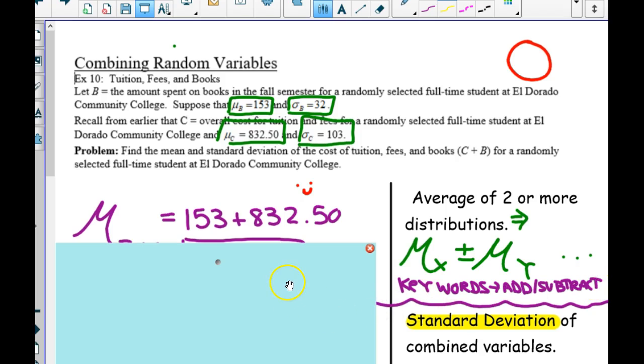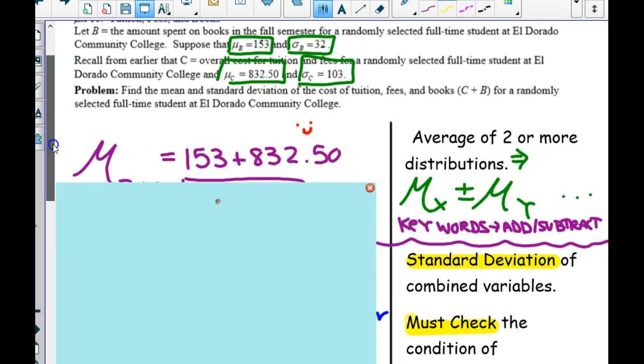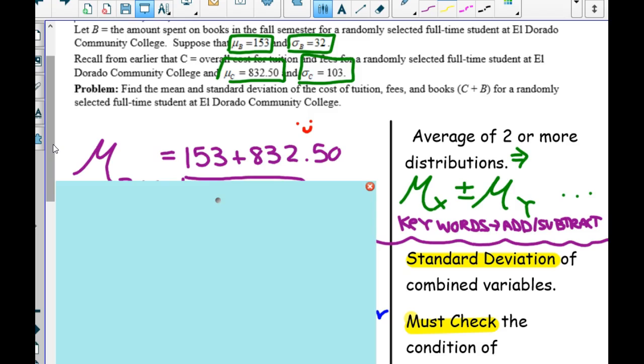So I found the average of the 2 distributions, but now we need to find the standard deviation of the 2 distributions. And the standard deviation of the combined variables brings in the condition of independence. This is a big deal.